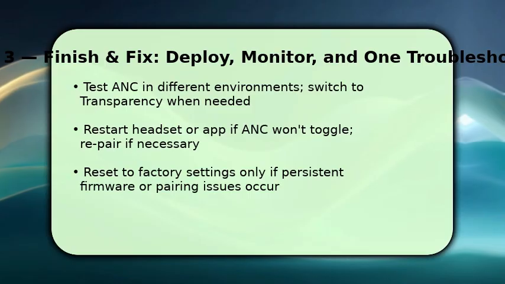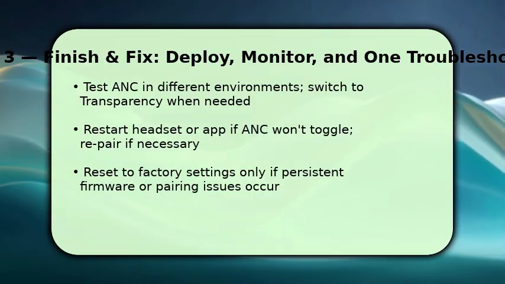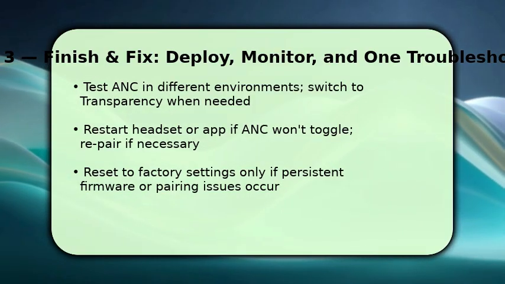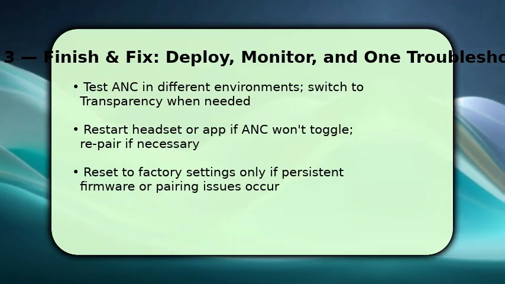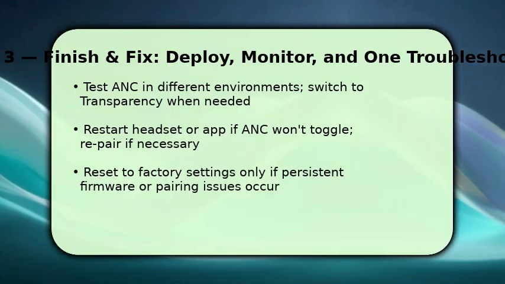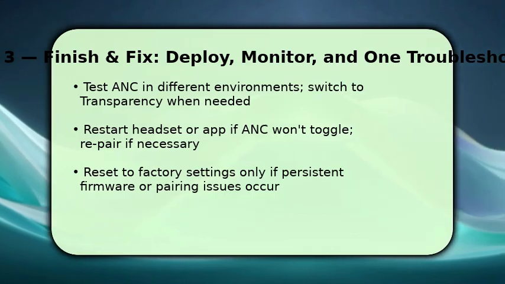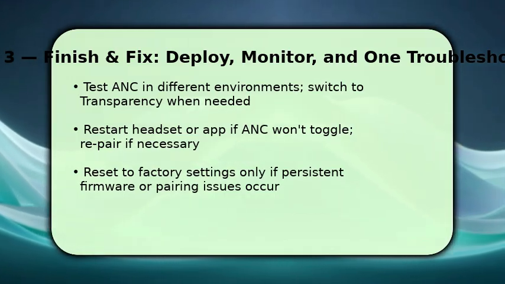If ANC won't engage, first toggle Bluetooth off and on, quit the Beats app, and restart the headset. Often that clears hiccups. If problems persist, unpair and repair the device. As a last resort, perform a factory reset and update firmware again. This sequence resolves most issues and restores ANC functionality without losing.